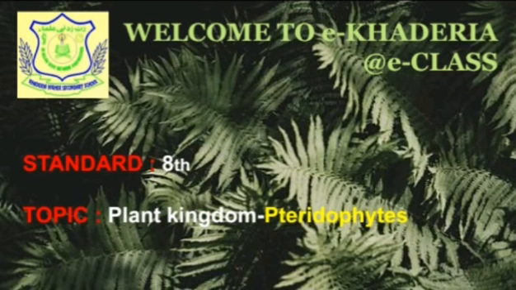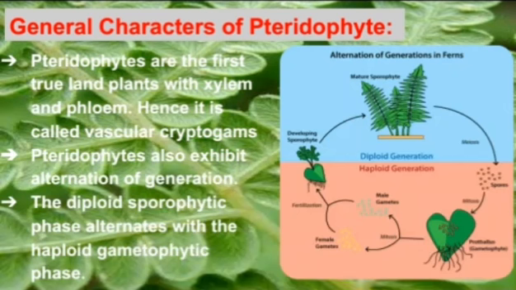In this session, we'll see about plant kingdom pteridophytes. What are the general characters of pteridophytes? Pteridophytes are the first true land plants with xylem and phloem. Hence, it is called vascular cryptogams. What is xylem and phloem?